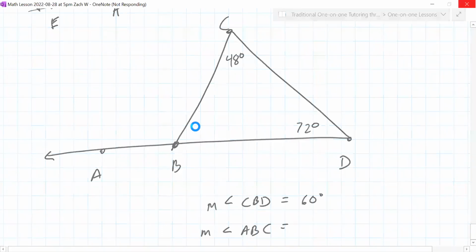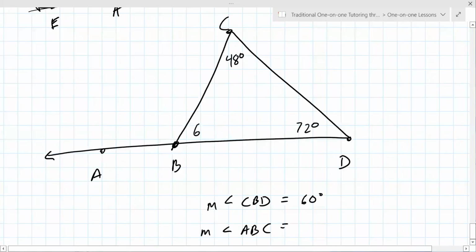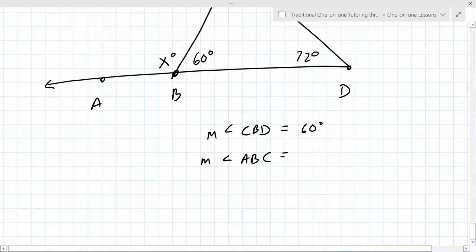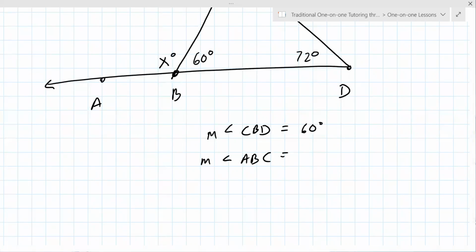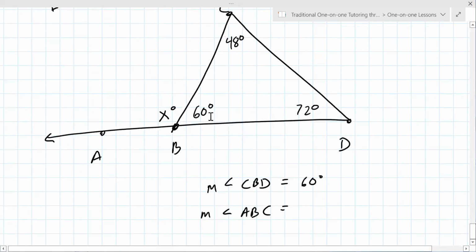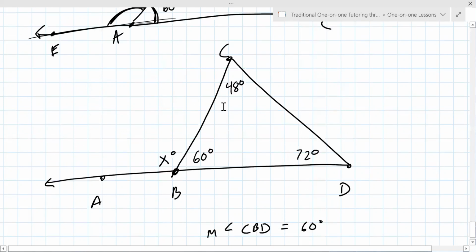But isn't, oops, sorry, my screen just froze up here. Isn't this 60 degrees? Oh, it wouldn't be 100. Okay, wait, let me just write this one out. 60 and 48 equals 108. It would be 72, not 172.